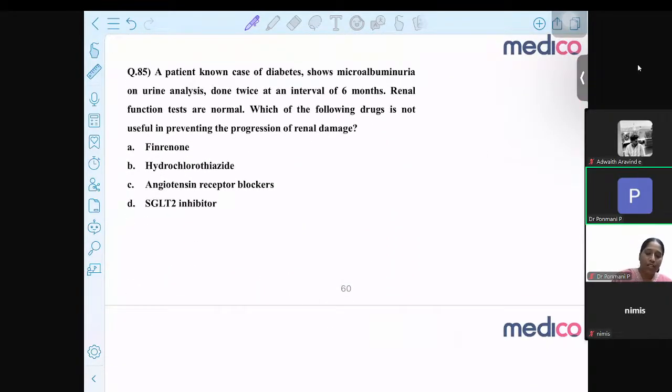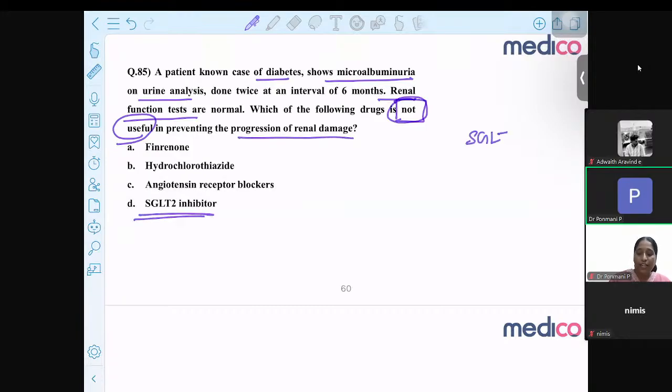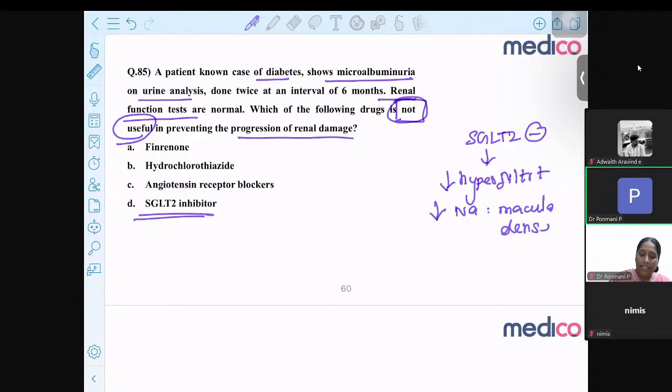A patient is a known case of diabetes and she is showing microalbuminuria on urine analysis. Renal function tests are normal. Which of the following drugs is not useful in the prevention of the progression of renal damage? We already saw about SGLT2 inhibitors. What did we see? It decreases the hyperfiltration. How does it do that? By reducing the sodium delivery to the macula densa, if you remember. And hence, it is going to help patients to prevent renal damage.